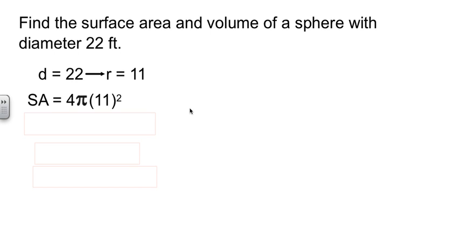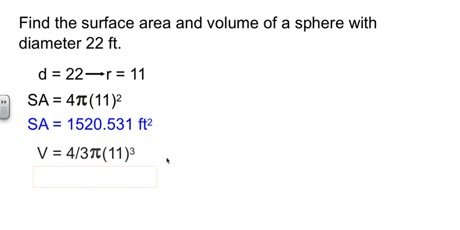So surface area would be 4 times pi times 11 squared. Punch that in your calculator and get a nice answer. Volume is 4/3 times pi times 11 cubed. Punch that into your calculator. Working on those ideas, very straightforward, simple, plug and chug and go.